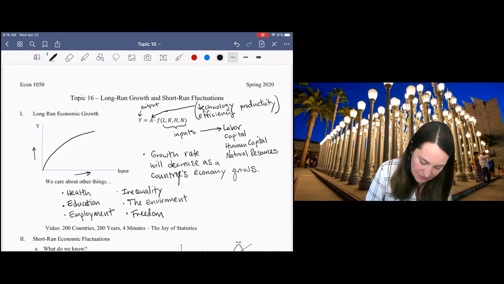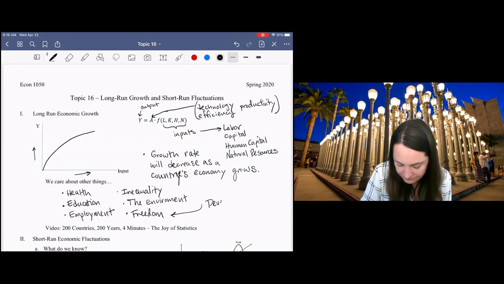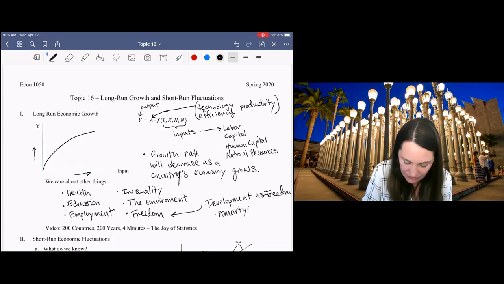So this is obviously not my idea. The development as freedom idea was pioneered by a guy named Amartya Sen, who won the Nobel Prize for his work in development.